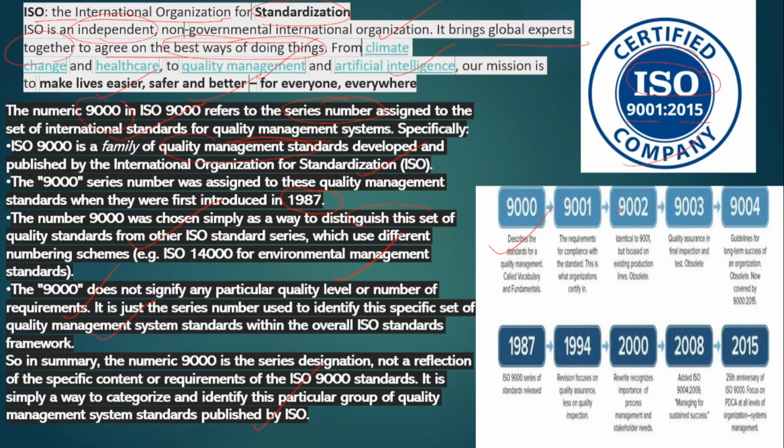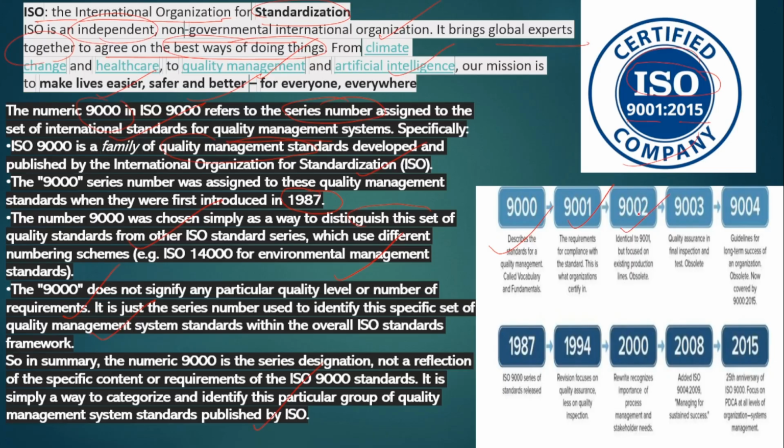These standards are related to quality management systems, that is QMS, and are designed to help organizations ensure they meet customer and regulatory requirements while improving overall quality. ISO 9000 describes the fundamentals and vocabulary for quality management systems, and ISO 9001 specifies the requirements for a QMS to ensure compliance and is the most widely used standard in the ISO 9000 family.